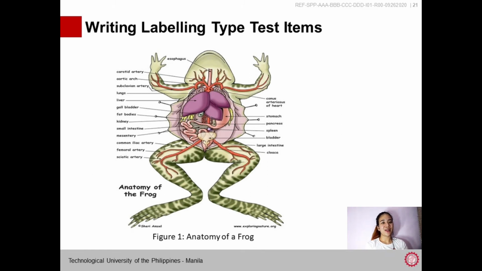Based on my personal experience as a student, I do encounter answering labeling type of tests. Some students struggled identifying the parts of a diagram because they can't recognize the image anymore, maybe because of repeated photocopying of that paper. The quality of the image is getting worse, so the image is not recognizable anymore.